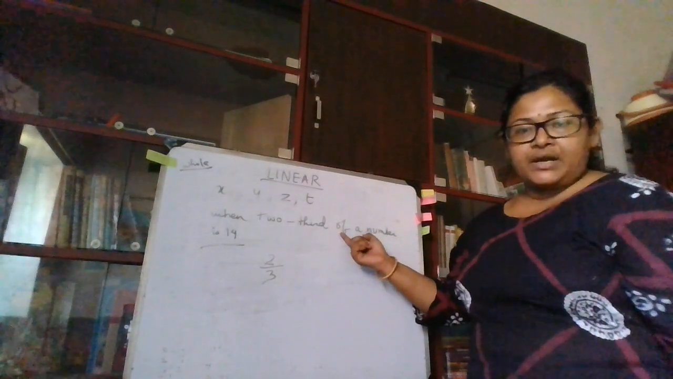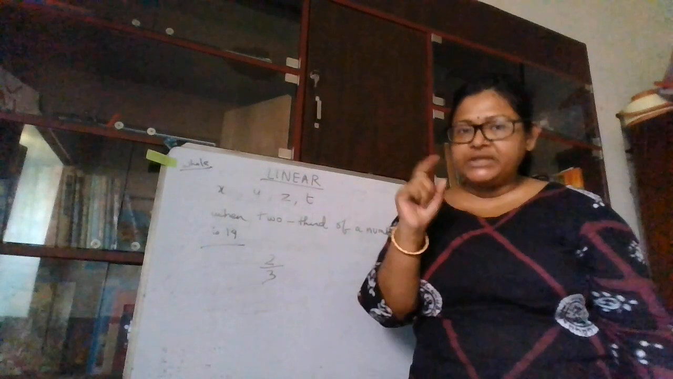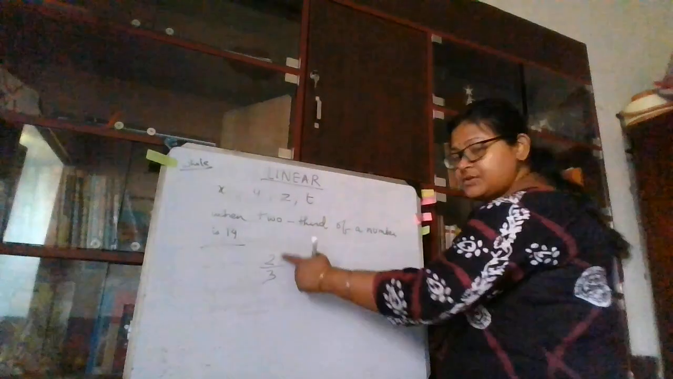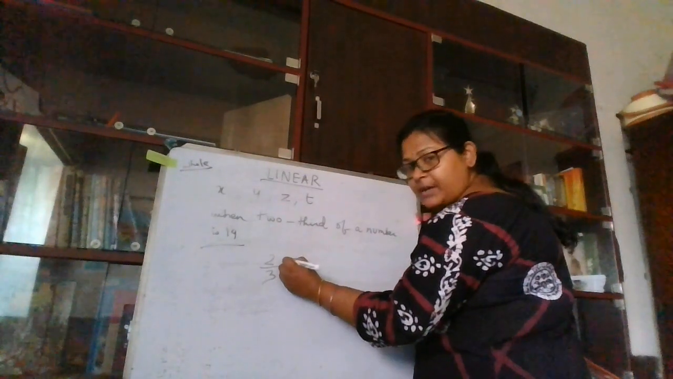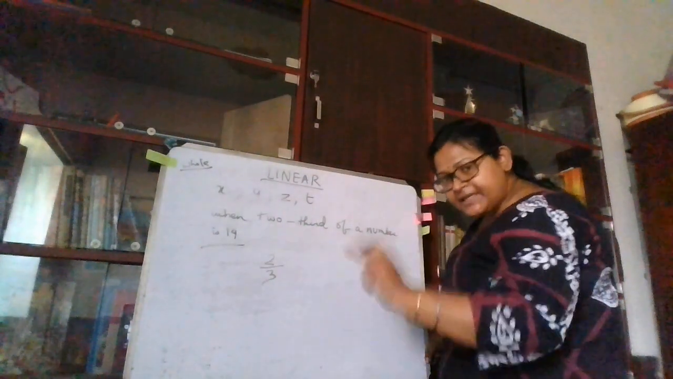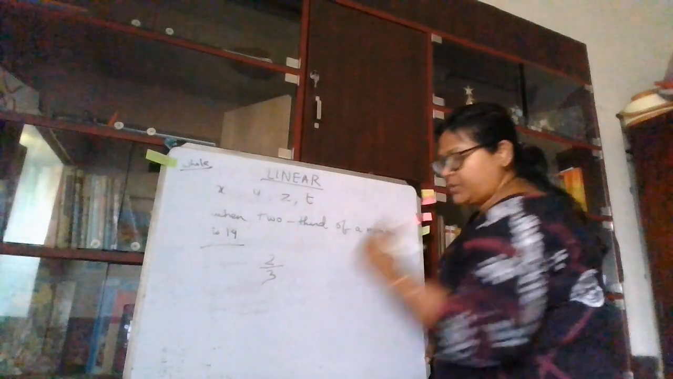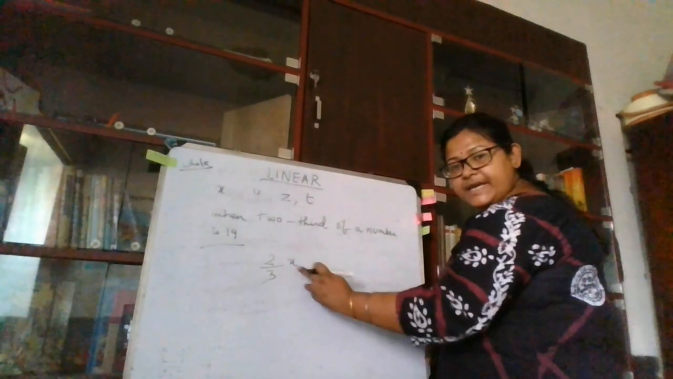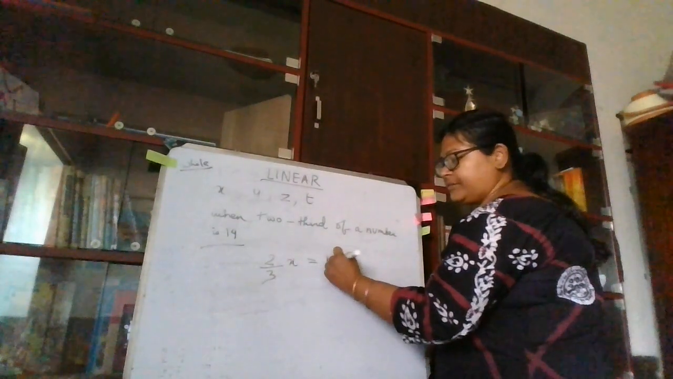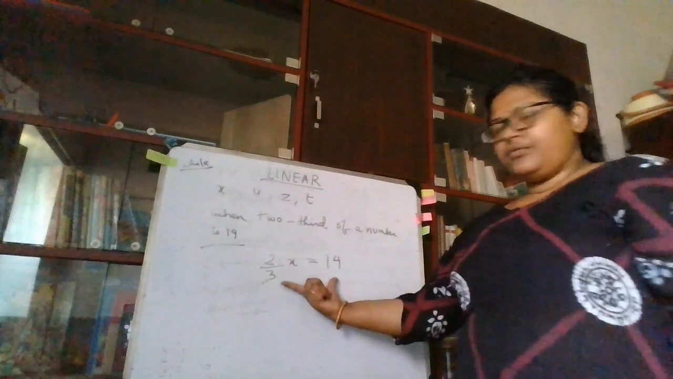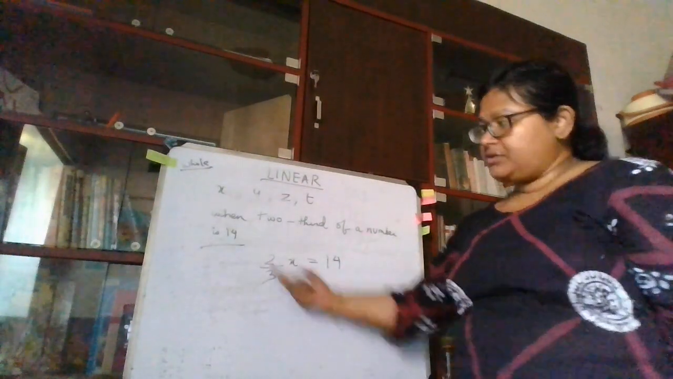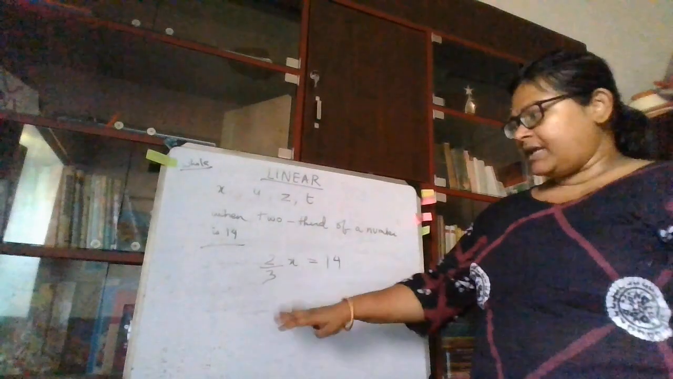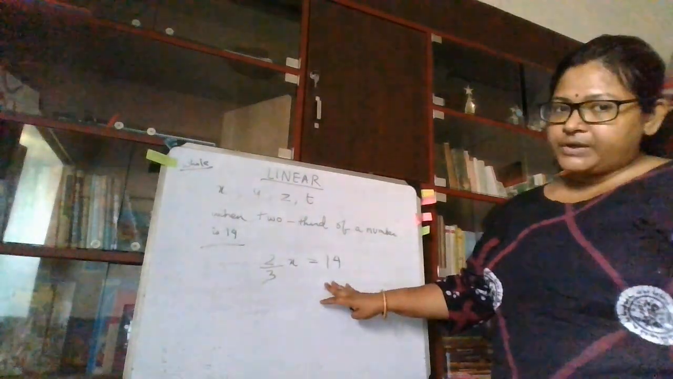2/3 of a number. In math, of means multiplication. So when 2/3 of a number, as I told you, we don't write a multiplication sign in a linear equation. So I will write 2/3 x. 2/3 of a number means 2/3 x is 14. This is how we write a linear equation from a statement. When 2/3 of a number is 14, that means 2/3 x is equal to 14.